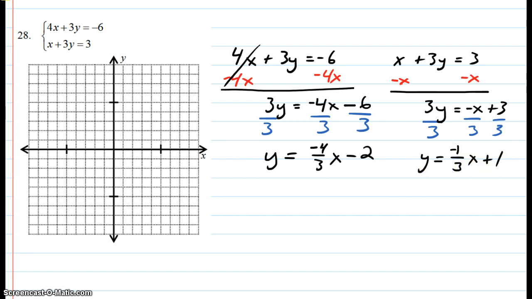Alright, so let's graph the equations, see where they cross. So we have a y-intercept of negative 2. We want to go down 4 over 3. So I ran out of room, so I'll just go the other way. So up 4, to the left 3, up 4, to the left 3. And then draw your line.